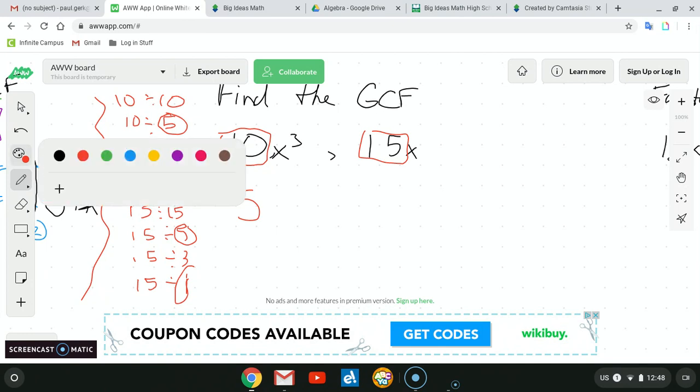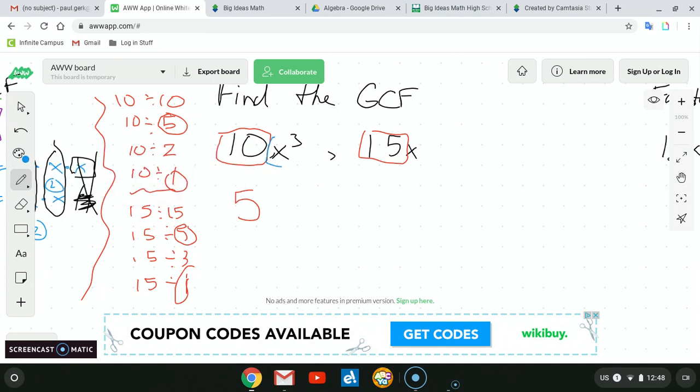Now we need to find the GCF of our exponents, x to the third and x. So let's rewrite x to the third as x times x times x. And x, there's no exponent, so we're just going to write 1x, because if it was x to the second, we would write 2 x's, x to the third, we would write 3 x's. It's just x, so we're only going to write 1x.